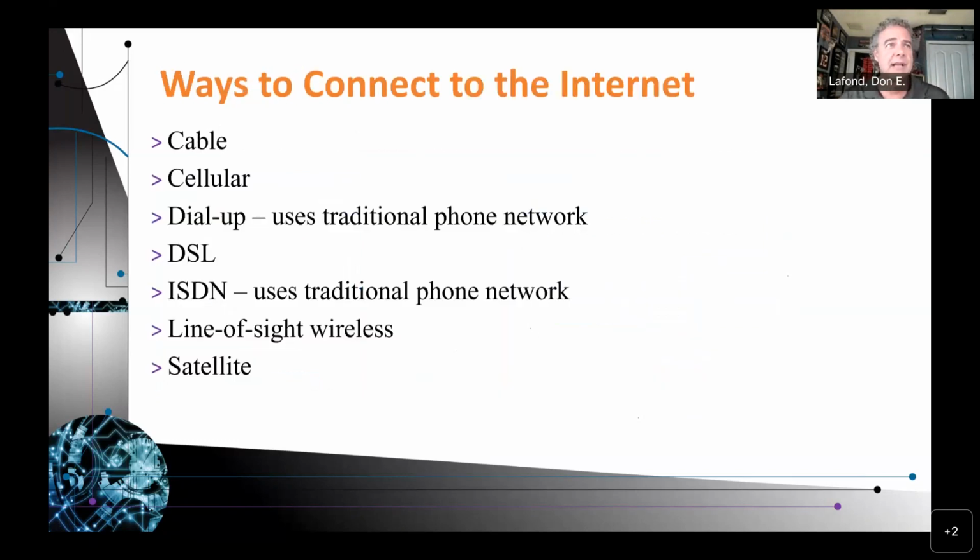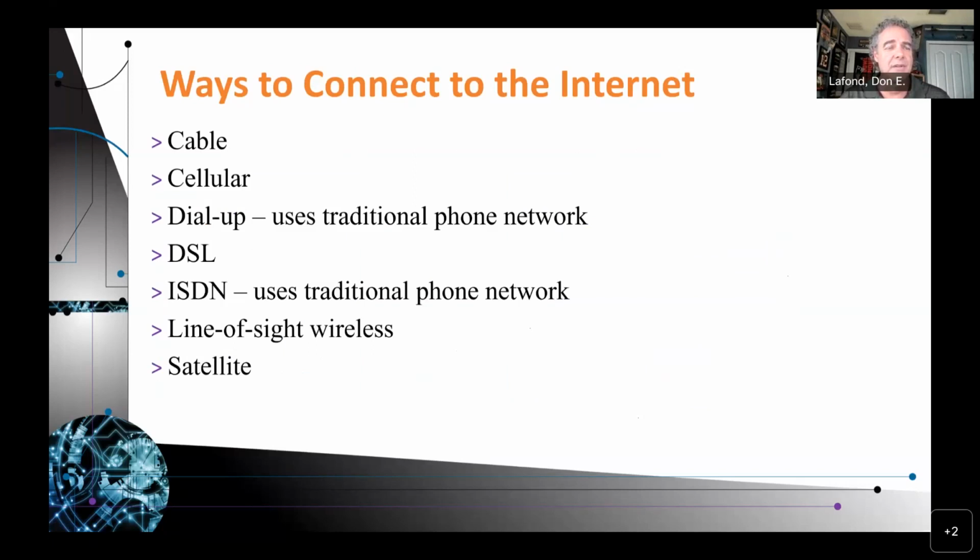Ways to connect to the internet. We talked about this earlier when we talked about physical connections. You can connect via coax cable or a cellular network. You've done that a zillion times on your smartphones, right? You're on cellular when you're surfing the web on your phone. Dial-up uses traditional phone network services back in the day.